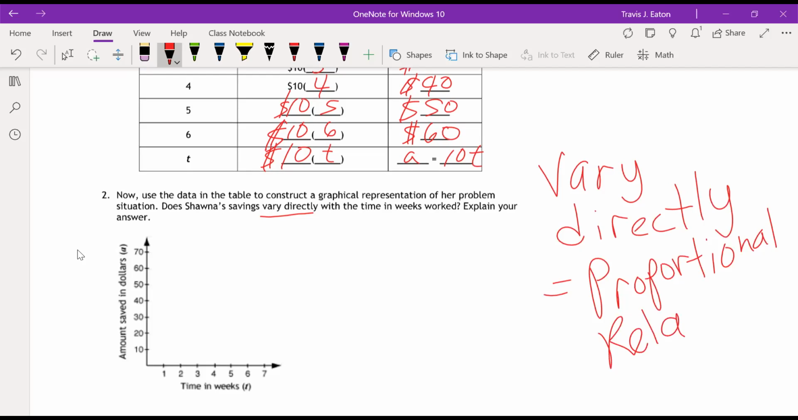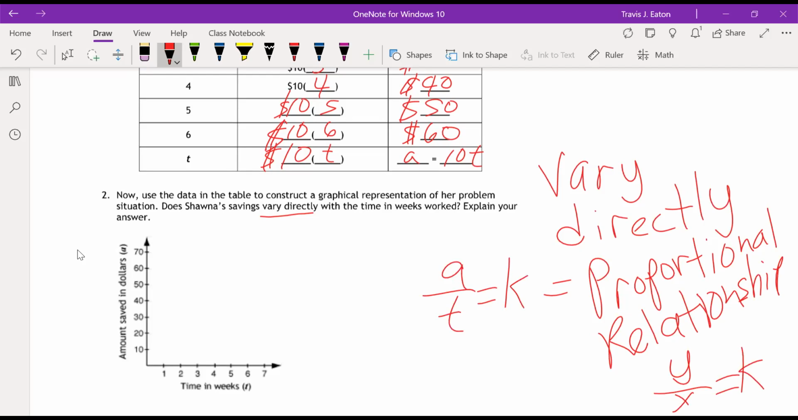Sometimes my pen doesn't want to write when I ask it to. There is a proportional relationship between the amount saved, in this case, and the time in weeks, or usually it would be y and x. That's going to give us a constant, right? The constant of proportionality. And in this case, of course, A divided by t will give us a constant.